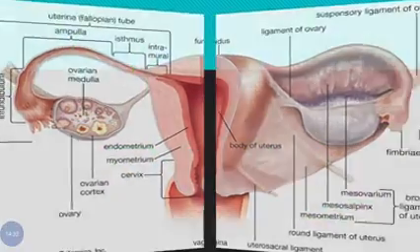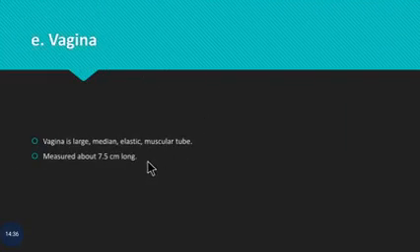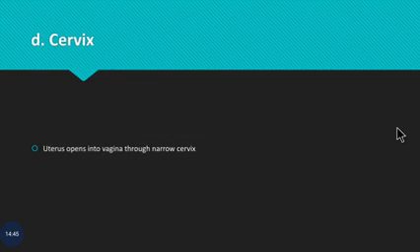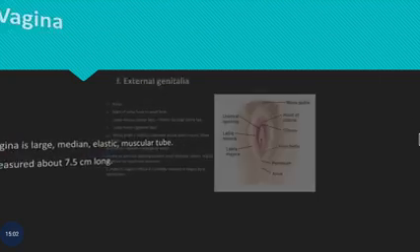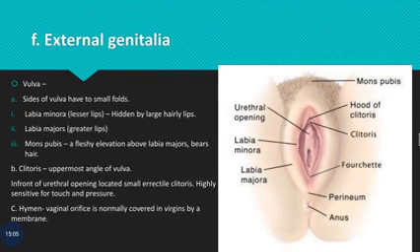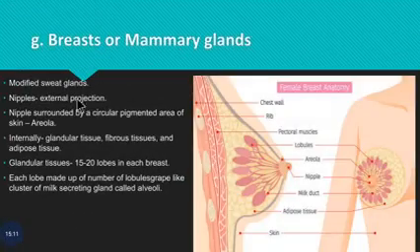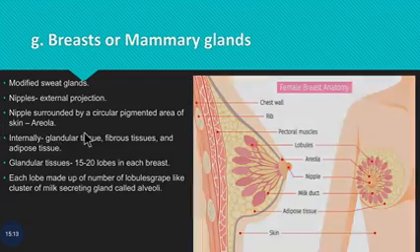Then the important region where the actual intercourse takes place is the vagina, right? The vagina is large, median, elastic and muscular too, and it measures about 7.5 centimeter long. Okay. Then we are going to discuss the external genitalia of the female reproductive system, which is the vulva, right? So what is the vulva?